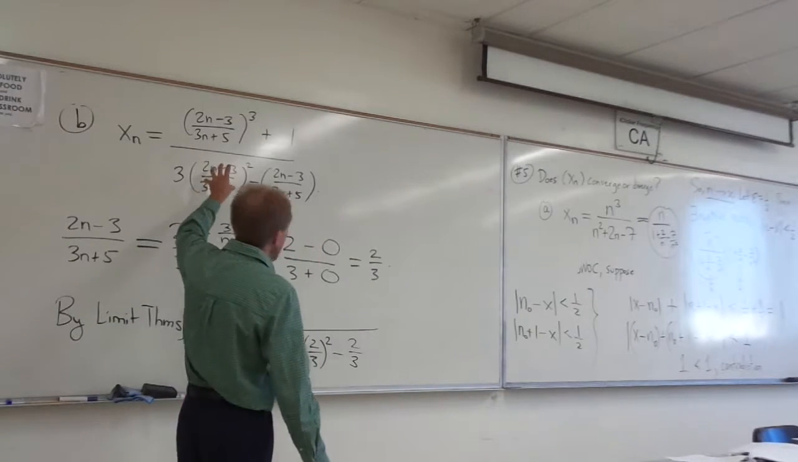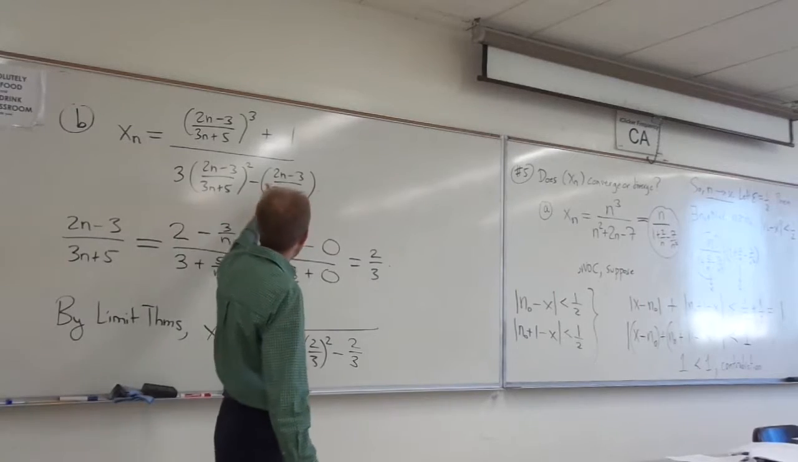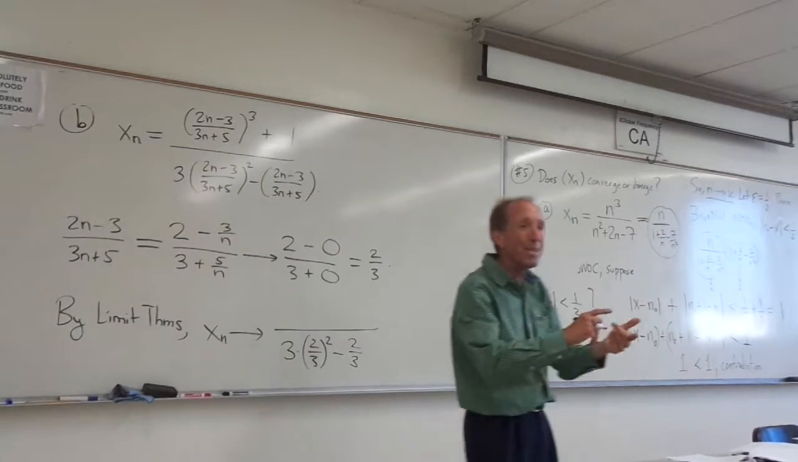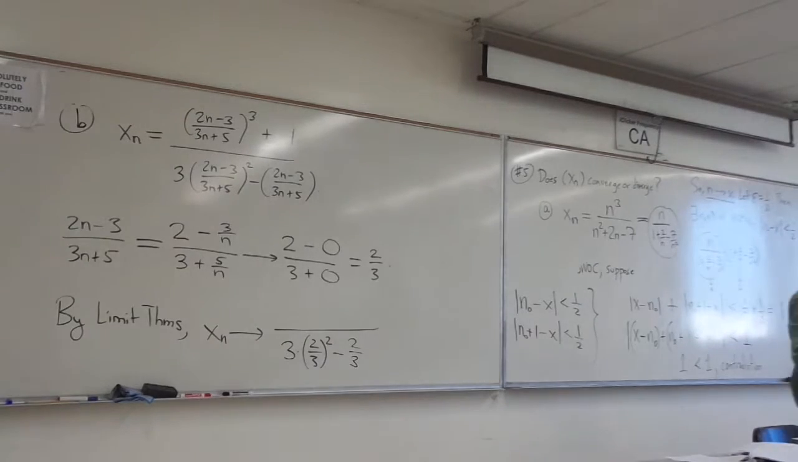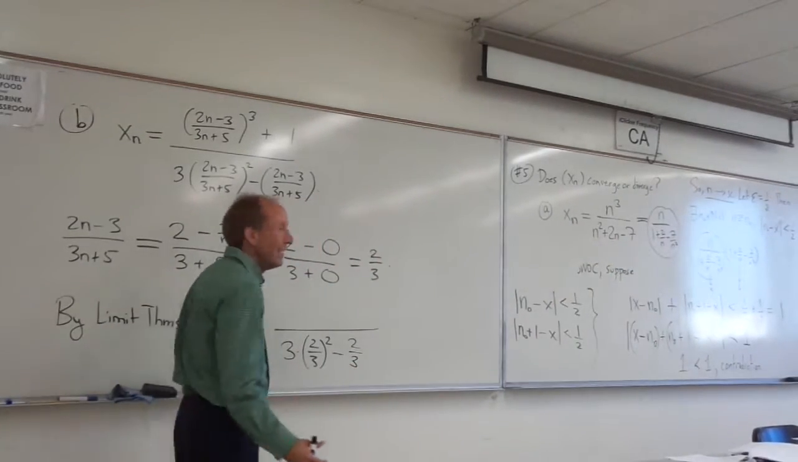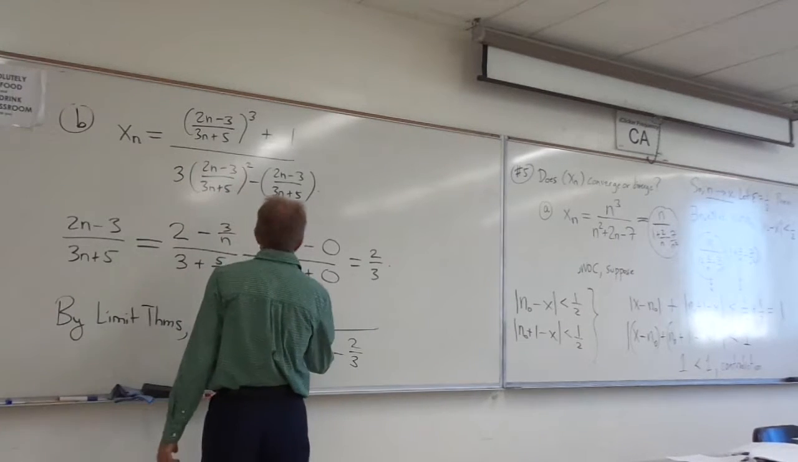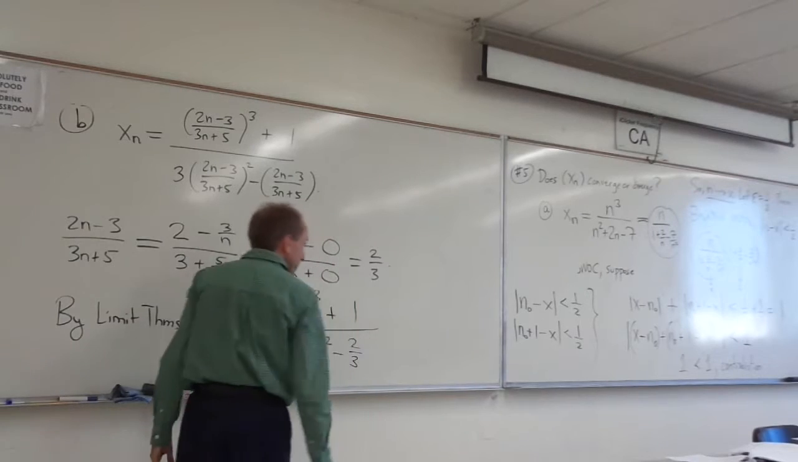We're using the product of sequences here. We're doing scalar multiple. We're doing subtraction. Remember, the limit theorems handle addition, subtraction, scalar multiplication, multiplication, and division. All of those, and that's all we're using right here. Okay? And then on top, we're going to have 2/3 cubed plus 1.